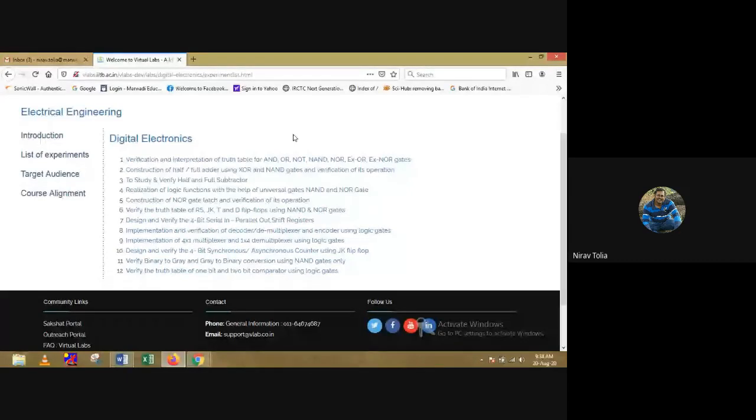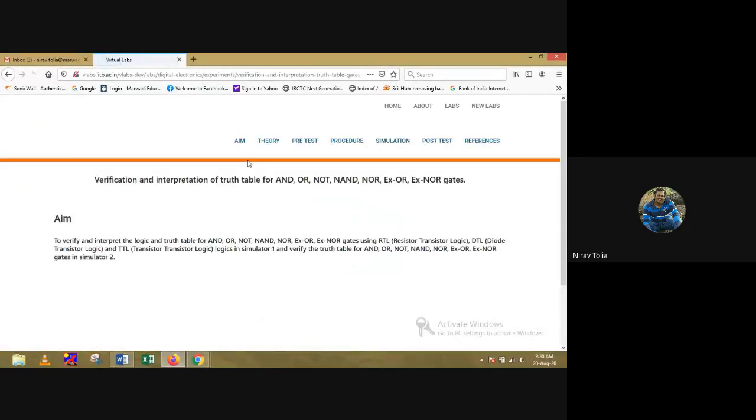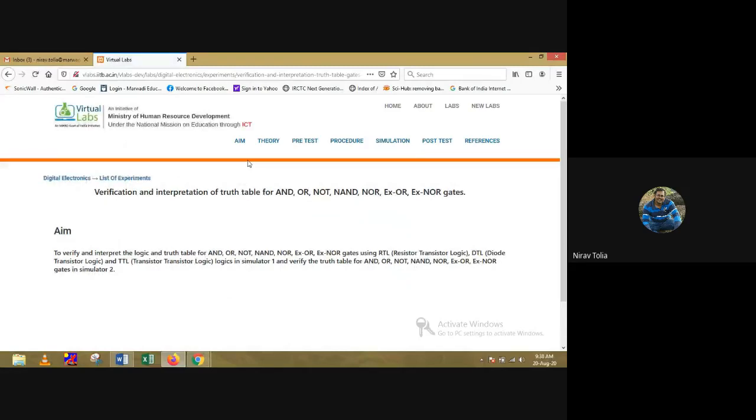Once you click on the first experiment, verification and interpretation of truth tables, it will open the link. All of this comes under an initiative by the MHRD, the Ministry of Human Resources Development, Government of India. So you can perform the experiment by yourself also.